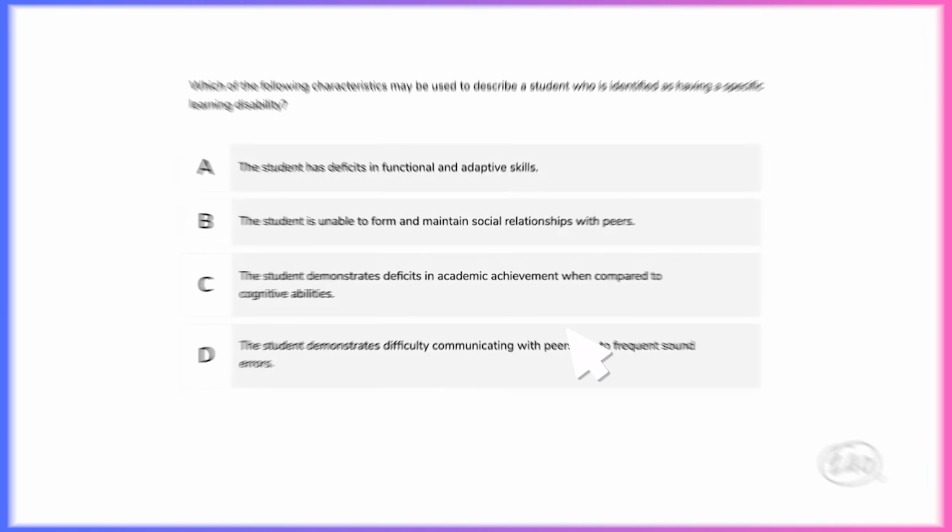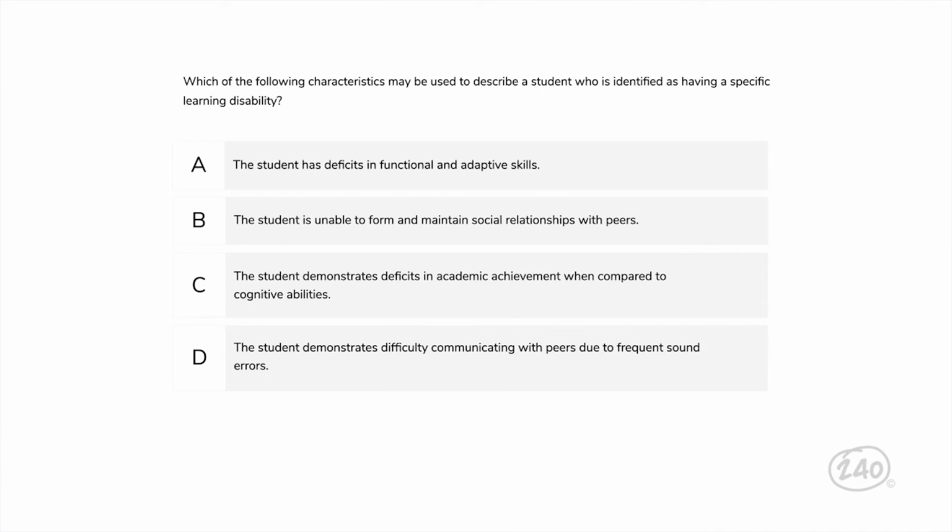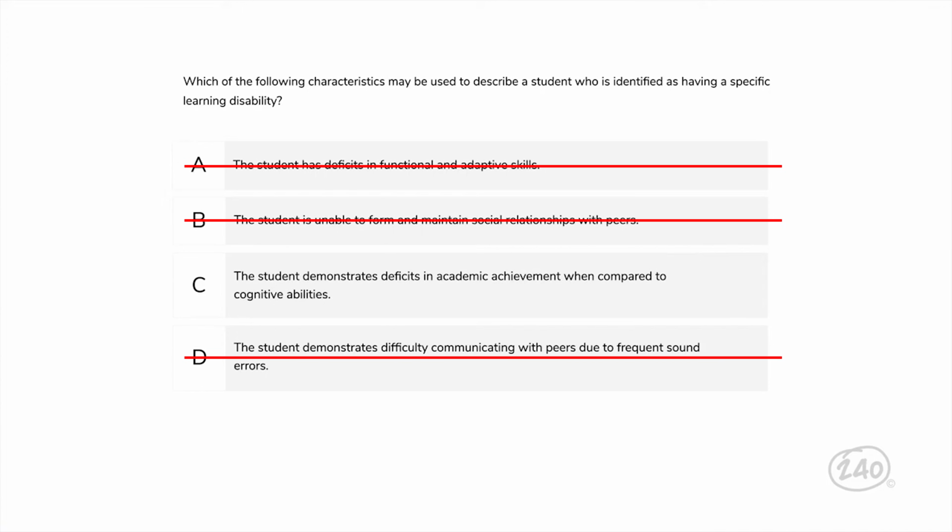Now for questions. Here's one where we need to be able to classify disabilities. This question is asking us to identify a trait of a student with a specific learning disability. Choice A describes a student with an intellectual disability, so we can cross that one out. Choice B describes a student with an emotional disability, so we can get rid of that. Choice D describes a student with a speech or language impairment, so that's not it either. But choice C, the student demonstrates deficits in academic achievement when compared to cognitive abilities, is an indicator of a specific learning disability. So choice C is correct.